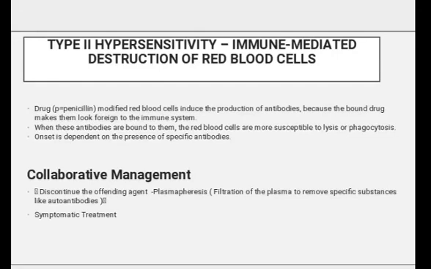Then collaborative management of this reaction: discontinuation of the offending agent, and plasmapheresis can be done. It is the filtration of the plasma to remove specific substances like antibodies, along with symptomatic treatment to reduce the symptoms.